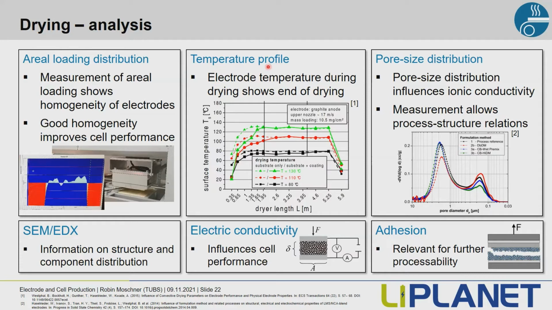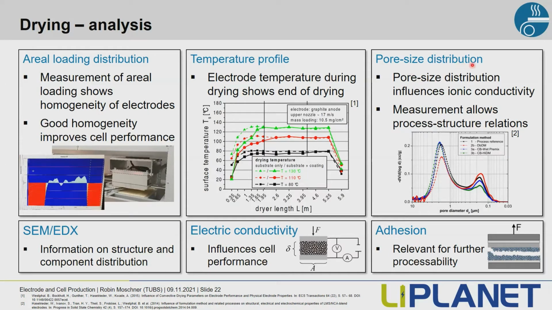Then we can track the temperature profile during drying. And as you see here in the diagram, we have the hot air temperature as dotted lines, and we have the electrode surface temperature shown as full lines. As you see at the beginning of the drying, the electrode surface temperature is much lower than the hot air temperature because of evaporative cooling. But then at some point during the drying process, the electrode surface temperature reaches the hot air temperature. And this means no significant evaporation is happening anymore. And so basically, this is the point where the electrode is more or less dry, not regarding residual moisture.